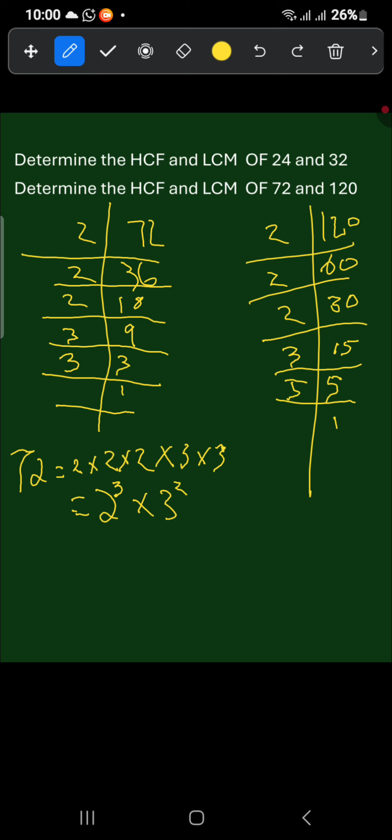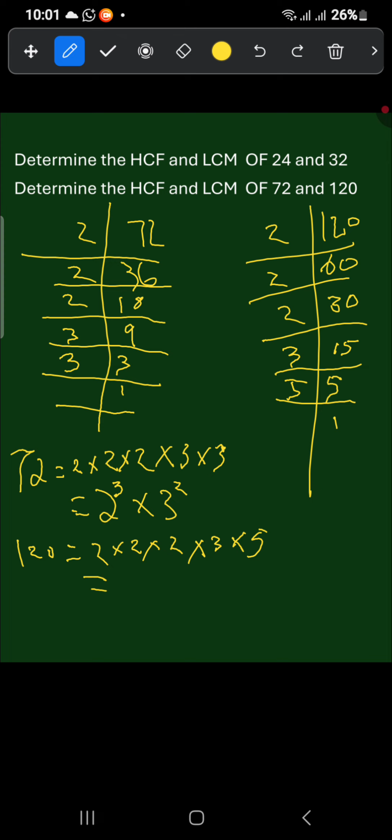Now 120 as a product of its prime numbers is going to be 2 times 2 times 2 times 3 times 5.